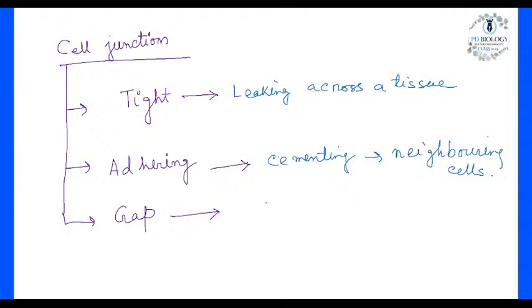Gap junctions facilitate communication between the adjoining cells by connecting the cytoplasm, allowing rapid transfer of ions, sometimes small and sometimes big molecules.